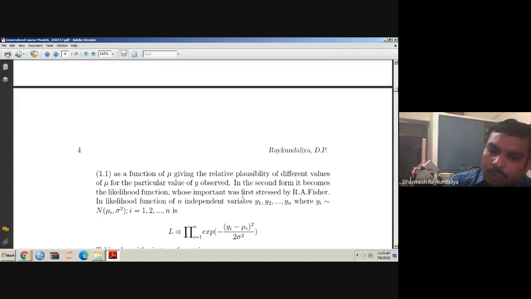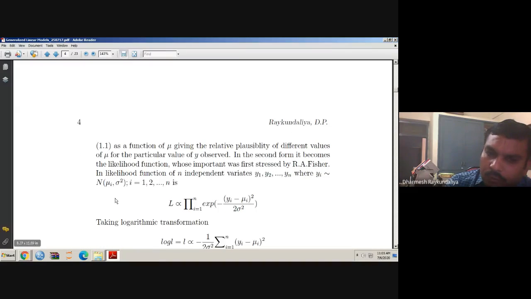And we know how to write the likelihood function. It is the product of the density of y i when y i follows the normal distribution. So here L is proportional to the product, i running from 1 to n. And because it is proportional, we have not considered the root 2 pi sigma.